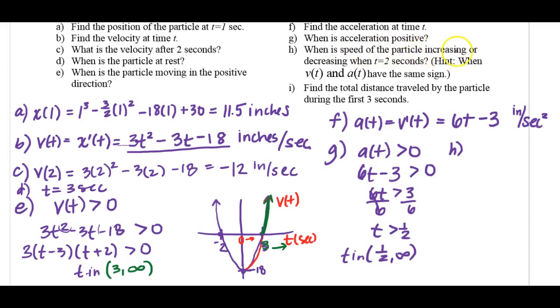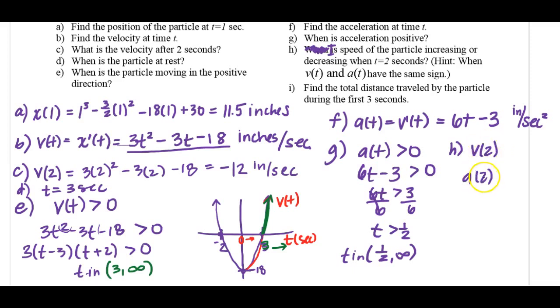So for part H, is the speed of the particle increasing or decreasing when t equals 2 seconds? Sorry, this when shouldn't be here. The question is just, is the speed of the particle increasing or decreasing when t equals 2 seconds? So hint, when v of t and a of t have the same sign. We need to see what's going on at v of 2 and at a of 2.